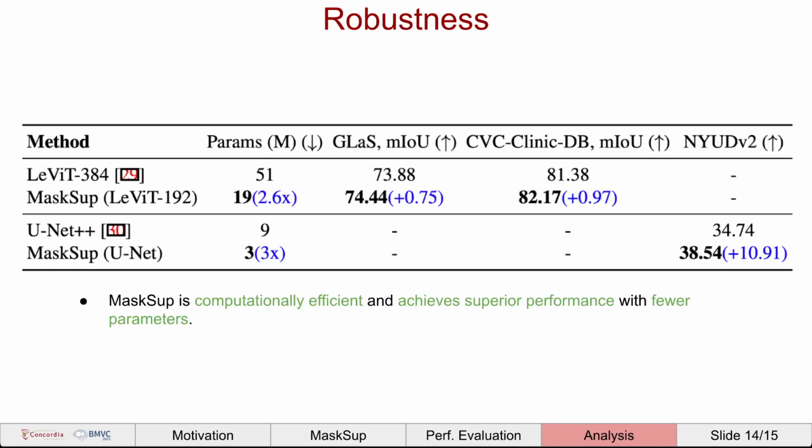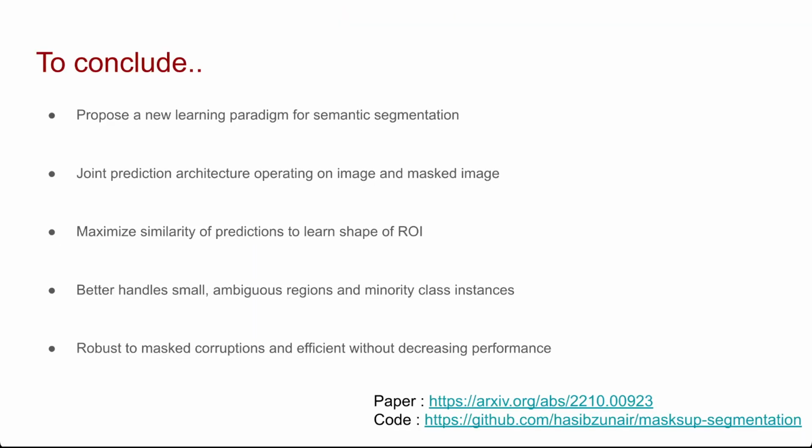We also show that MaskSub is computationally efficient without compromising segmentation accuracy compared to scaled versions of the networks. We introduce a masked supervised learning approach for semantic segmentation that can be easily integrated into existing methods. For future work, we aim to investigate what type of masking strategies work best and also apply MaskSub to other computer vision tasks.